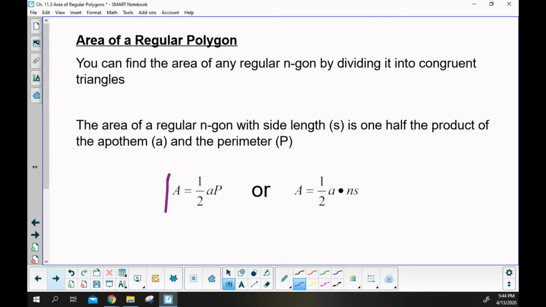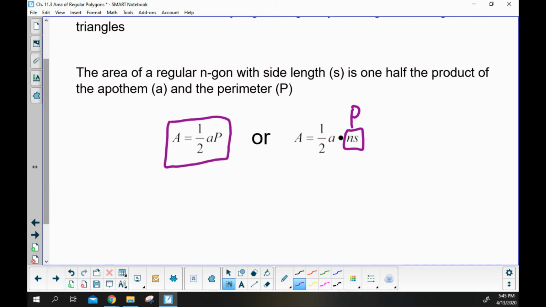So you'll hear me use A equals 1/2 AP, but another way of saying P is number of sides times the side length. You guys remember this from doing squares or equilateral triangles or whatever. Find the perimeter of anything regular, it's whatever the side length is times the number of sides. You've been doing this before, but it's not too bad. So I'll use 1/2 AP, but if you want to think about it, N times S. Little a is always the apothem. Big A is for area. So we're going to use this formula going forward.